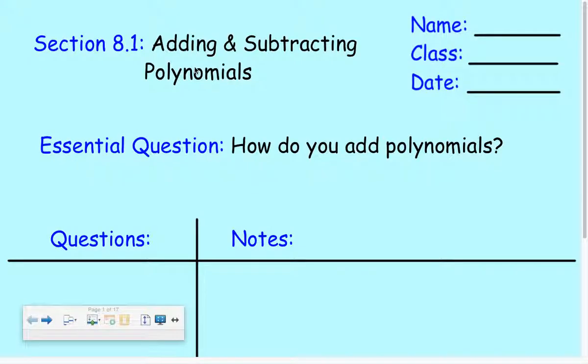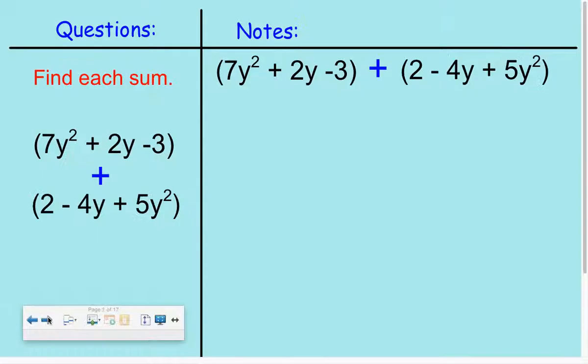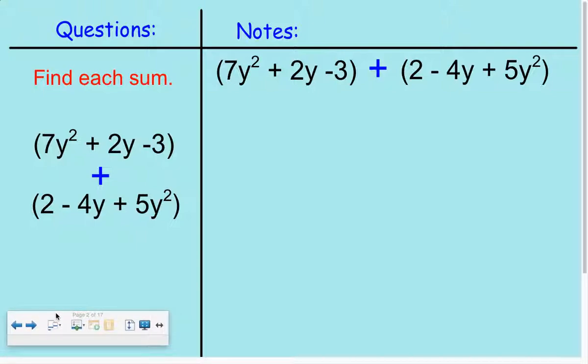Section 8.1, Adding and Subtracting Polynomials. Essential question, how do you add polynomials? Alright, so find each sum. So we are going to take each one of these polynomials and add them together.